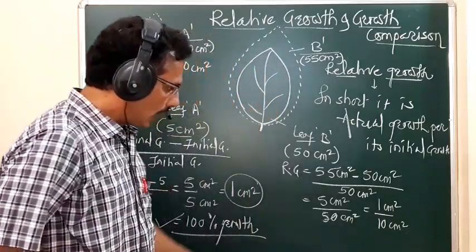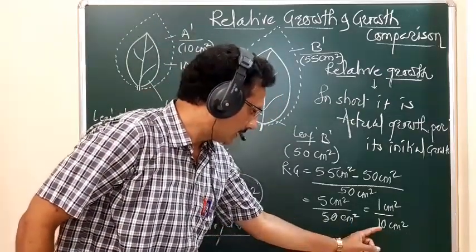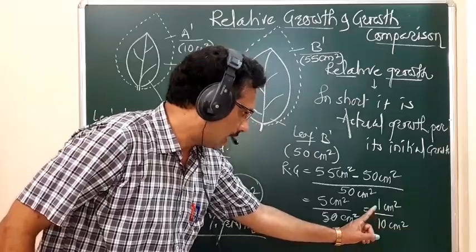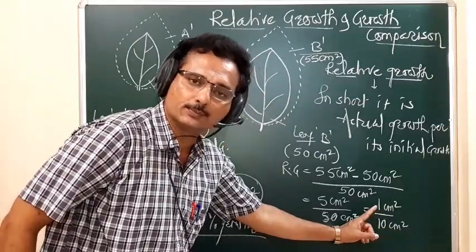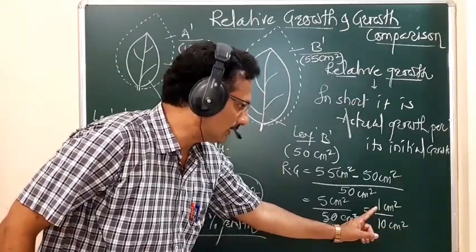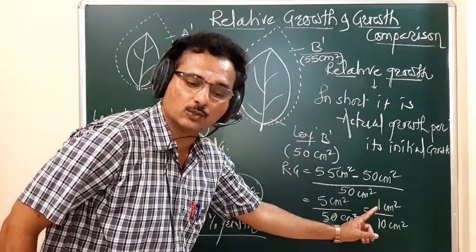That means out of 10 cm², how much relative growth is obtained? Only 1 cm² relative growth is obtained.